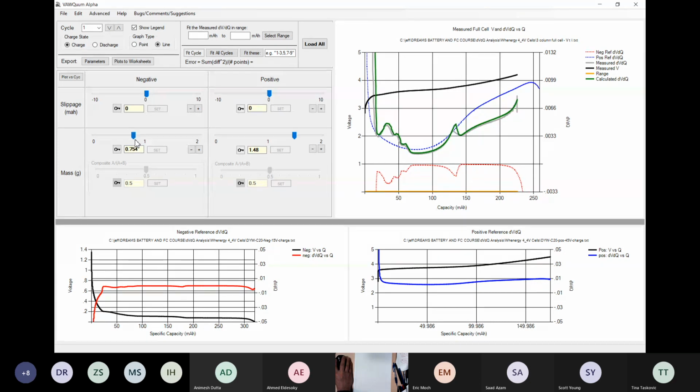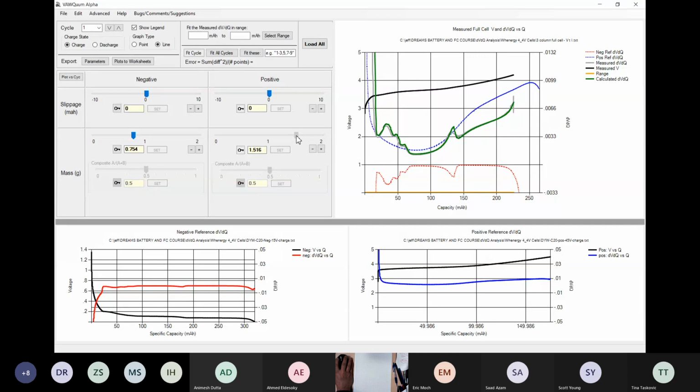There we go. Okay. So the fit's pretty decent, right? Okay, somebody comment. Is the fit pretty decent? Yep. Okay, so if you did not know the masses of the electrodes in your cell, the active masses, now you do. You can just read them off these boxes. 0.754 grams for the negative, 1.5 grams for the positive.